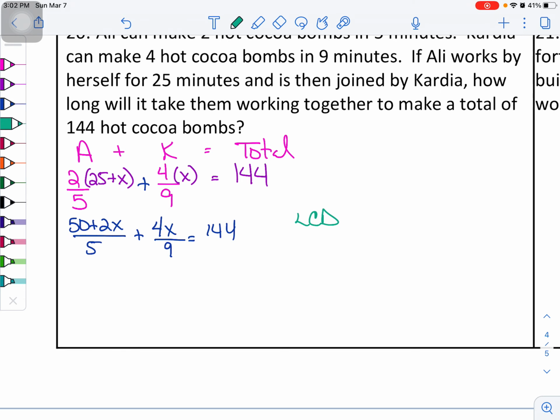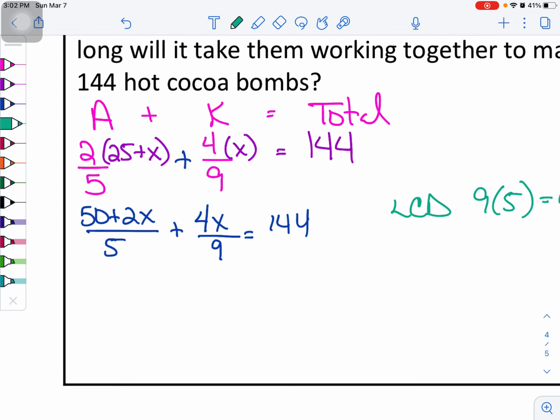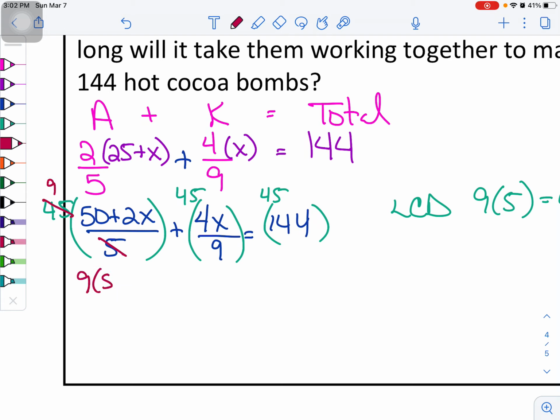All right. So if I look at this, again, no domain restrictions because my denominators are numeric, so I don't have to worry about that. If I talk about my LCD, it's going to be 9 times 5, so my LCD is going to be 45. So I'm going to go ahead and multiply every piece here by 45.